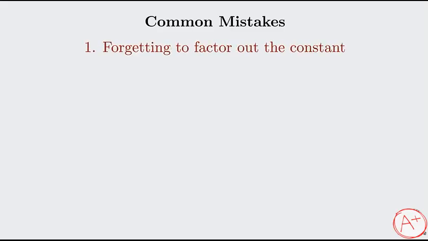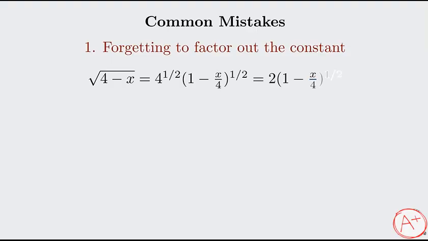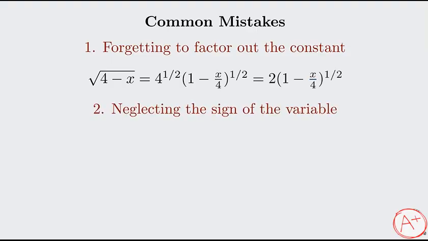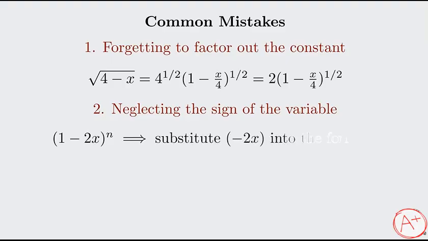Let us look at where students often lose marks in these topics. When expanding an expression like the square root of 4 minus x, many students immediately use 4 as the first term. The formula only works for a leading 1. You must factor out the constant first, and remember to apply the power to that constant. If your binomial is 1 minus 2x, your variable term is negative 2x. Forgetting that negative sign will lead to incorrect signs throughout your entire series expansion.